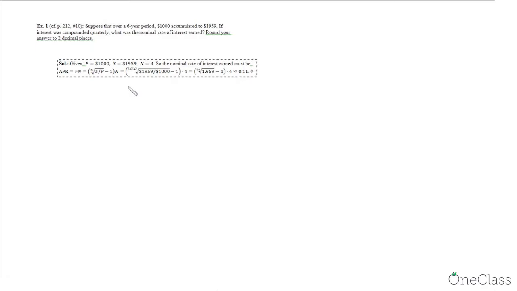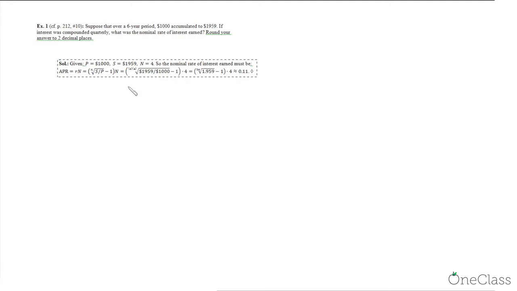It's a quarter of a year. But the point is, the number that we're concerned about is 4. It's the number of interest periods per year. That's what we mean. There are 4 interest periods per year. So the nominal rate of interest earned must be APR equals little r times big N.